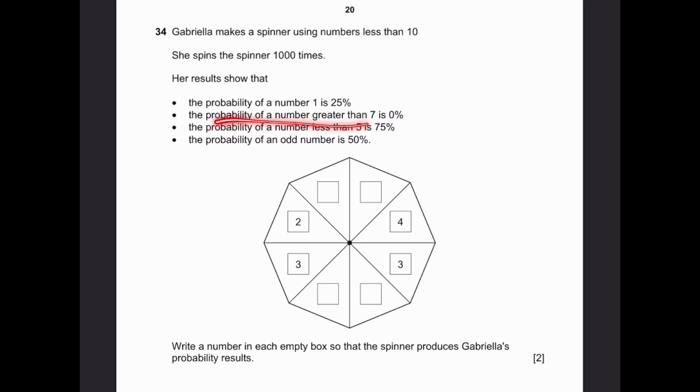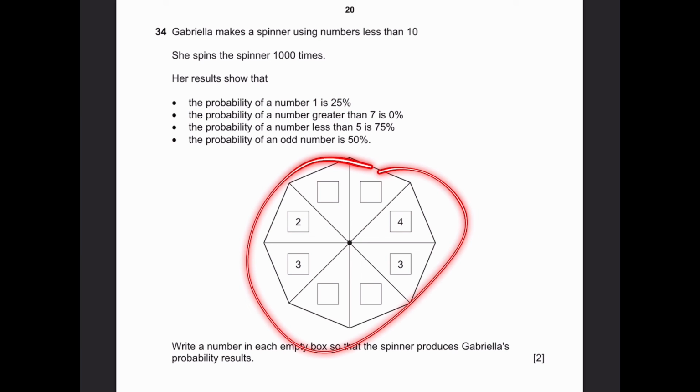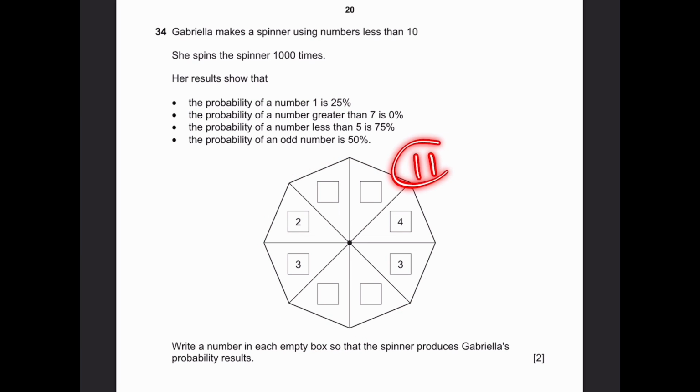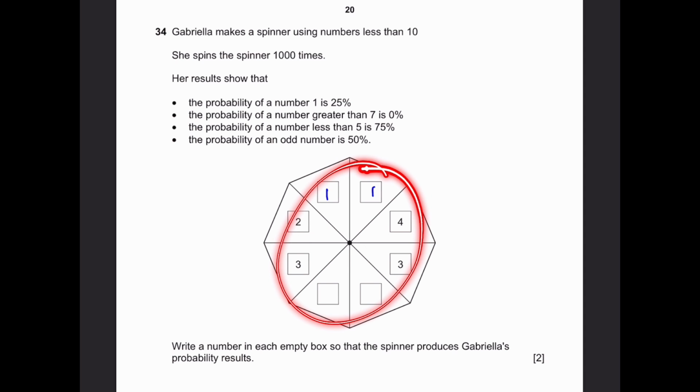Firstly, the probability of a number 1 is 25%. So that means out of 8, 2 of them have to be number 1s. So let's just fill these with number 1. 25% of 8 is equal to 2. That's why 2 of them have to be 1s. Now, the probability of a number greater than 7 is 0%. That basically means there cannot be any numbers greater than 7.